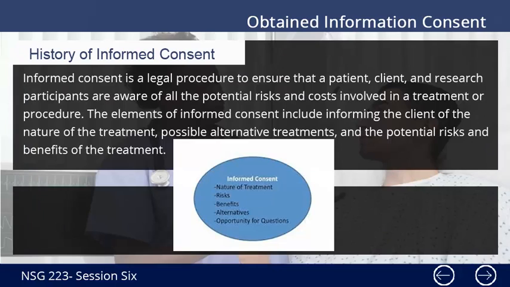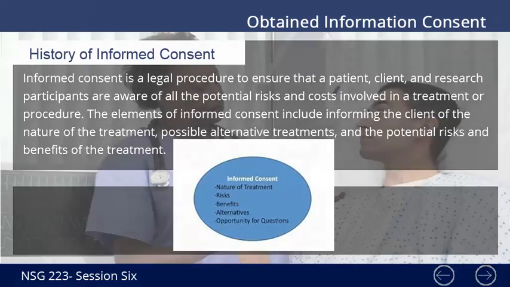History of informed consent. Informed consent is a legal procedure to ensure that a patient, client, and research participants are aware of all the potential risks and costs involved in a treatment or procedure. The elements of informed consent include informing the client of the nature of the treatment, possible alternative treatment, and the potential risk and benefit of the treatment.